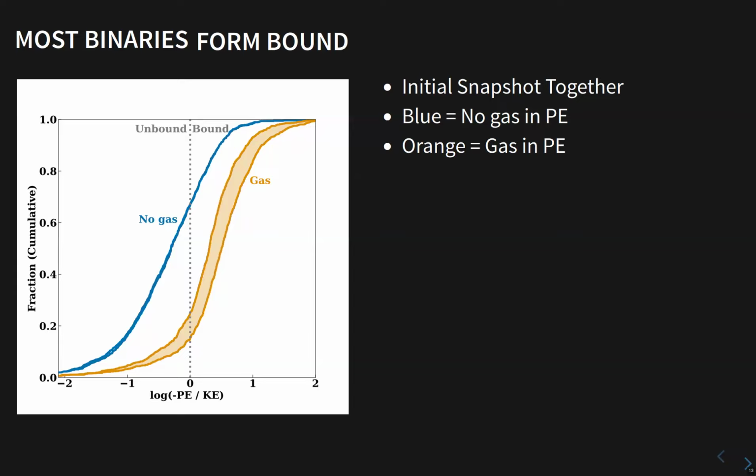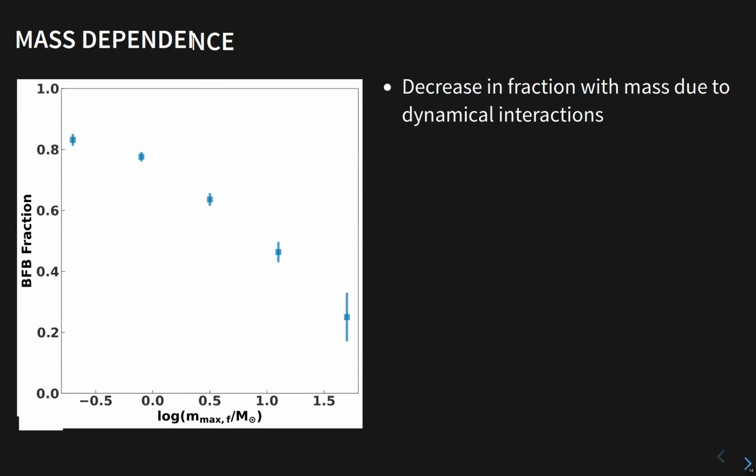Then you go towards this orange distribution, where you find that 70 to 80% of binaries are in this bound half, to the right of this dashed line separating unbound and bound at this initial snapshot where both the stars are present. And you have this width because of the uncertainty in the halo estimate that I mentioned earlier. So most binaries are bound from birth, but this is a mass-dependent statement.